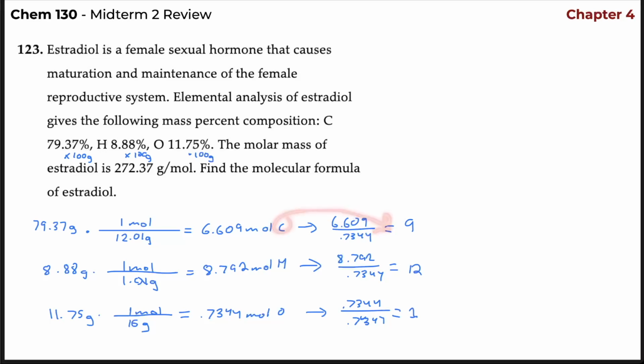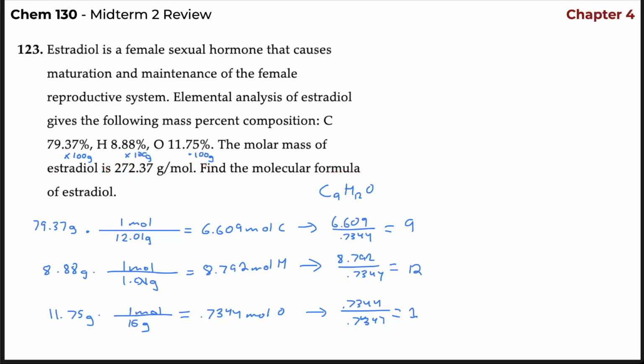Now, here's the thing though. We can already write out the empirical formula just like this: C9H12O. But this is not the answer, okay? What it's asking us to find is the molecular formula. So we know that the molecular formula has this atomic mass. So first, let's find the atomic mass of the one we just made.